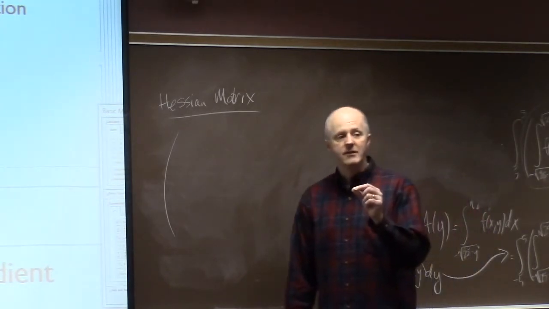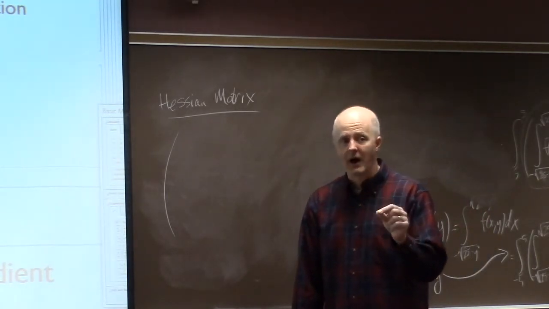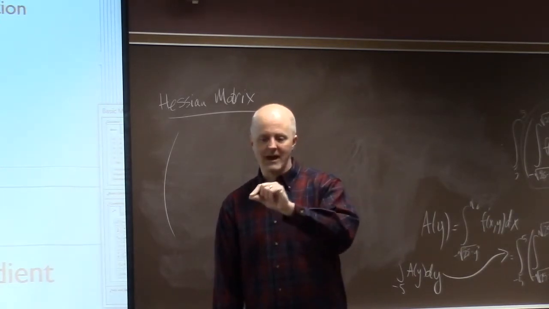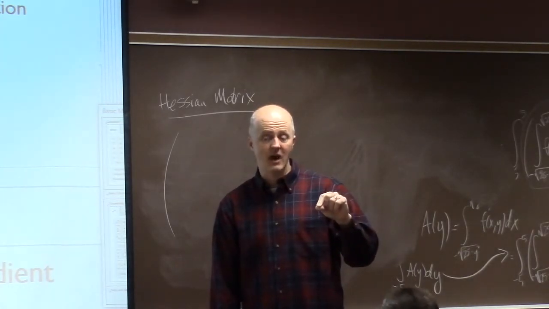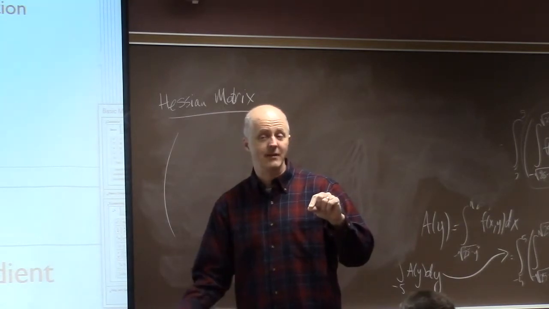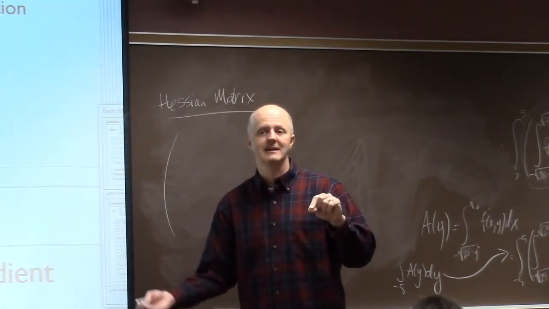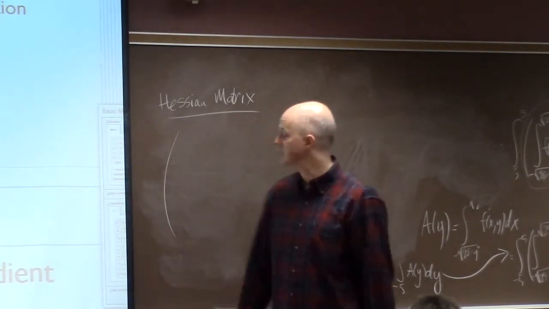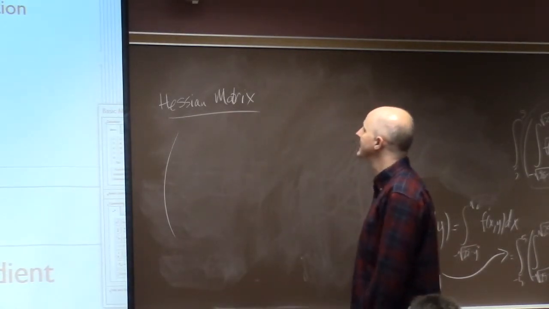In the case where you've got a function of two variables, f of x, y, it's fxx, fxy, fyx, fyy. We already talked about that, in fact. We talked about how the discriminant, D, is the same as the determinant of that matrix. That matrix is called the Hessian matrix for that kind of situation.